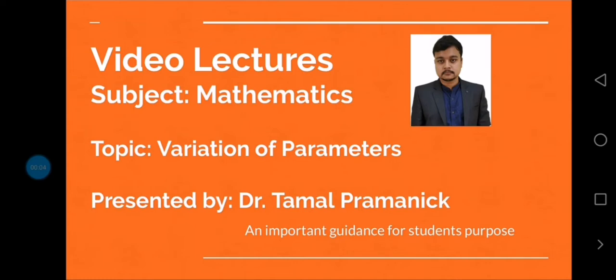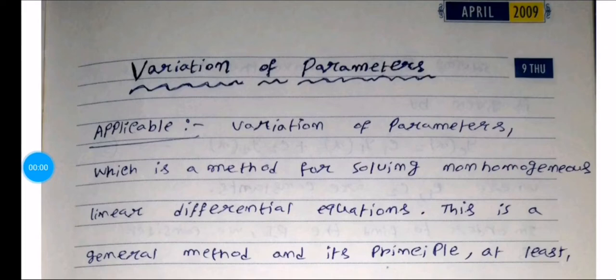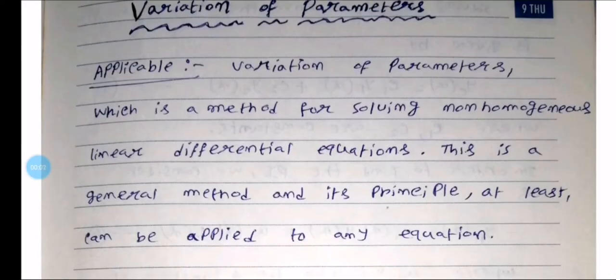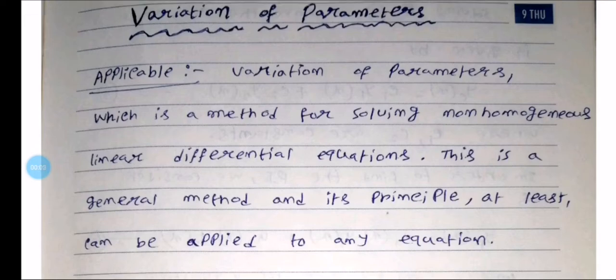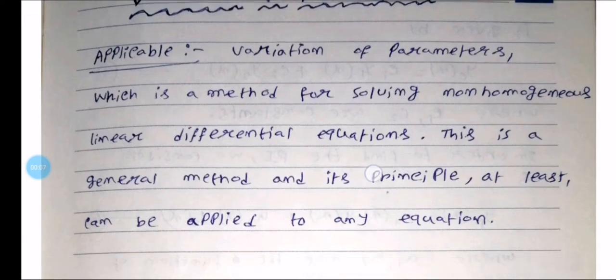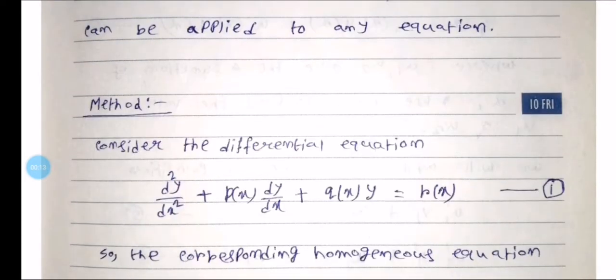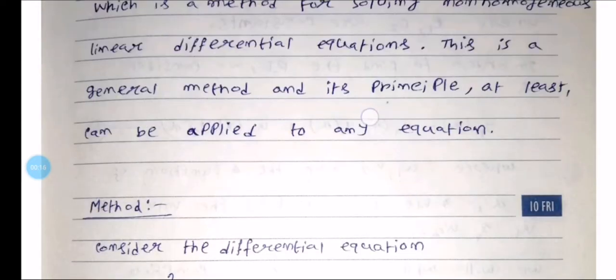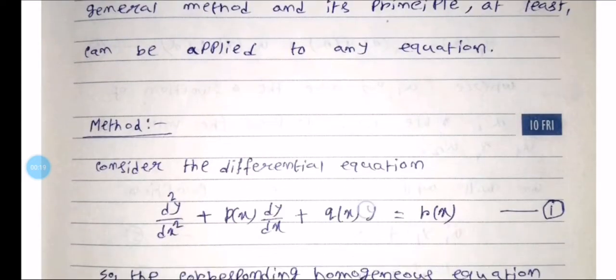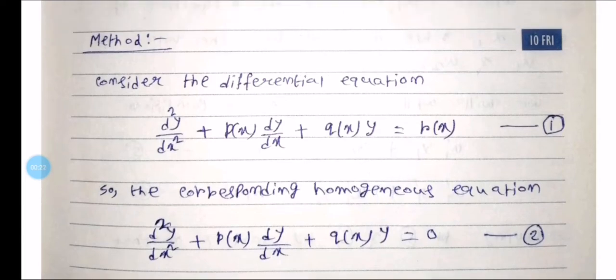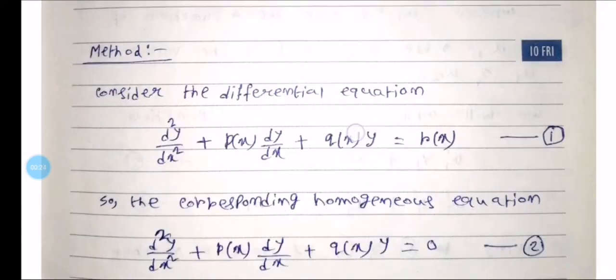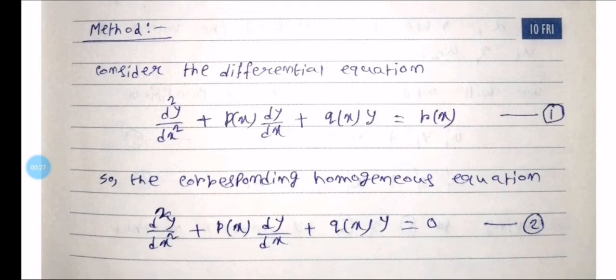Today we discuss the topic variation of parameters, which is an important topic in order to solve differential equations. Variation of parameters is a method for solving non-homogeneous linear differential equations, and this method is applied to any differential equation which is linear. It is very useful as it is applied to any kind of differential equation which is non-homogeneous and linear. So how does the method proceed?